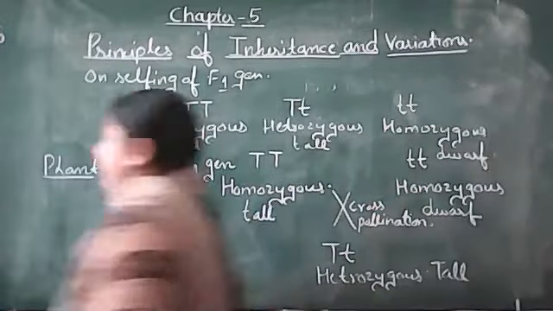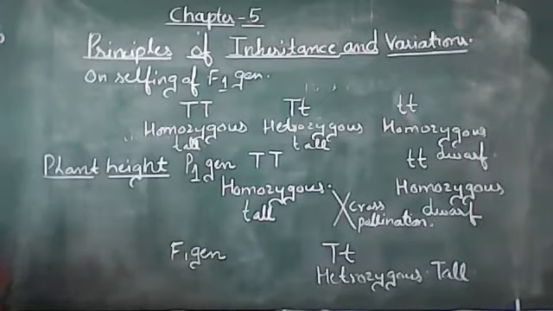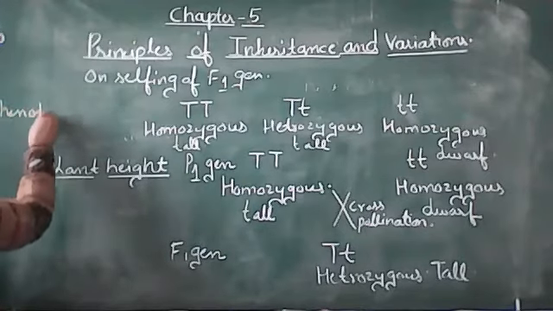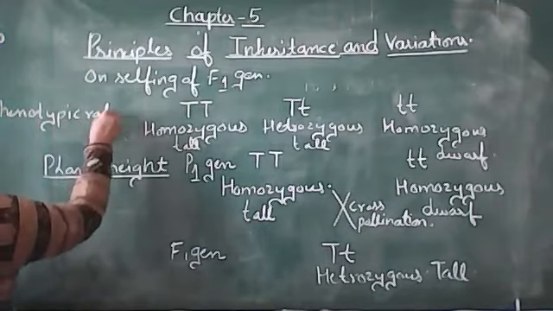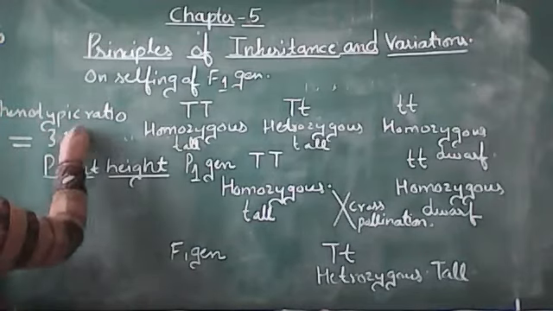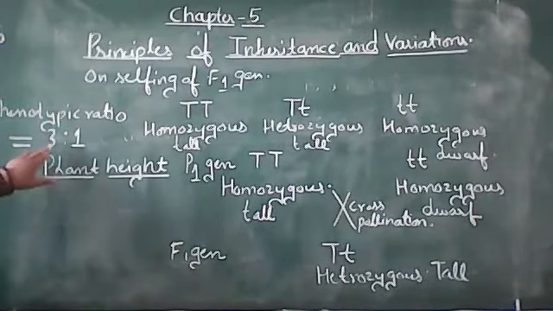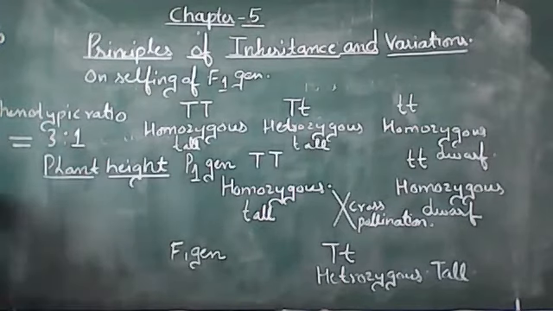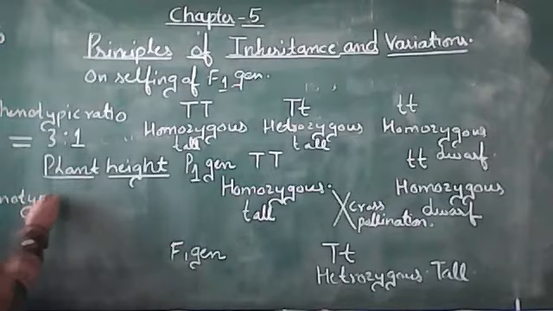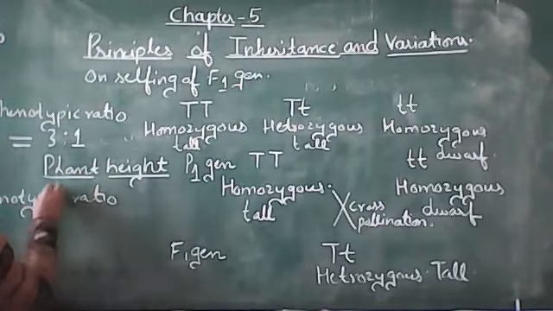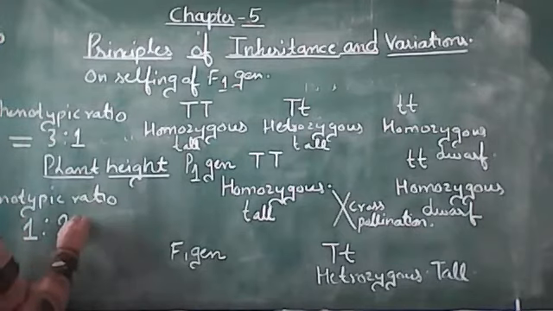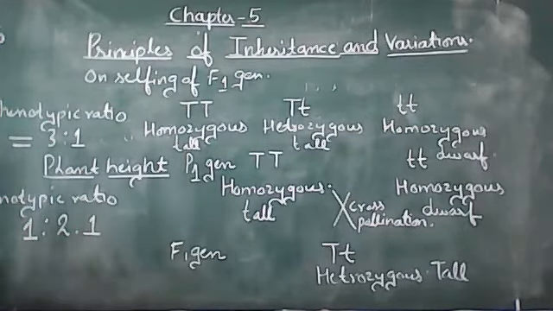So all of you remember very well that in a monohybrid cross, the phenotypic ratio is always equal to 3:1. This means three plants have a tall character and one plant has a dwarf character. And about the genotypic ratio, in case of a monohybrid cross, the genotypic ratio is 1:2:1. This means one plant is homozygous tall, two plants are heterozygous but tall in nature, and one plant is homozygous and dwarf in nature.